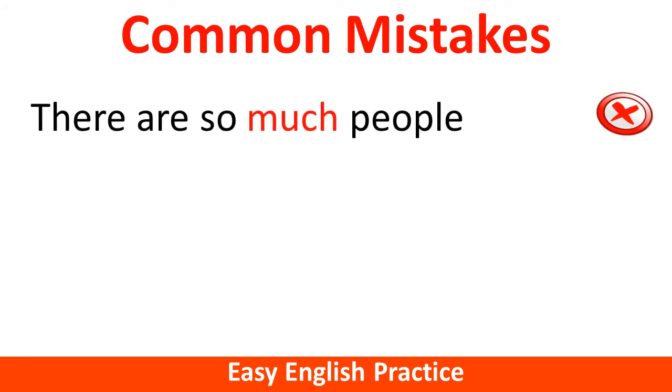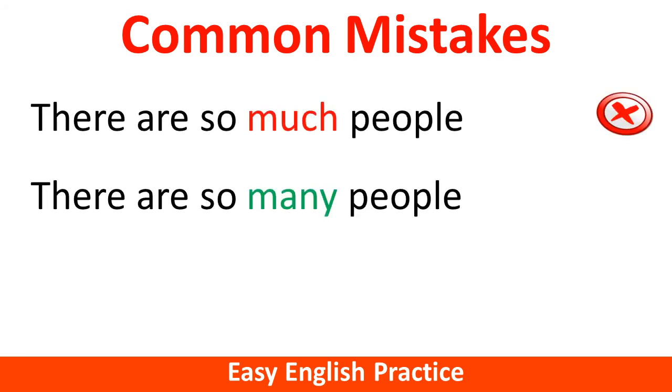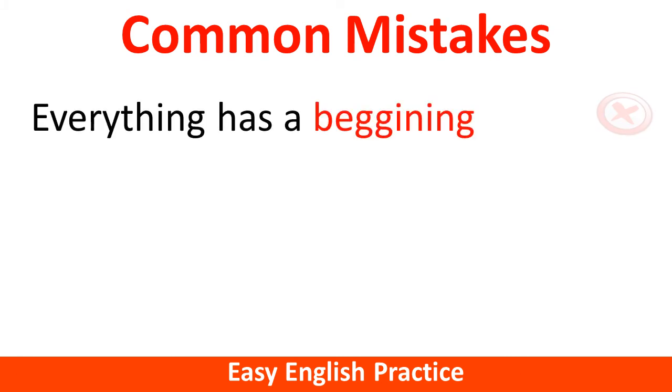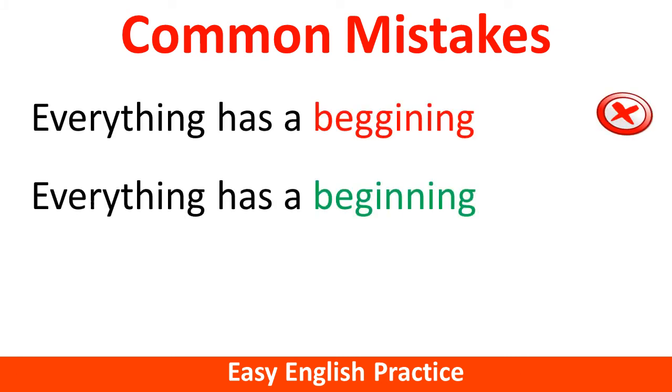There are so much people. The correction is there are so many people. Much and many are both used for a large quantity of something. Much is used for uncountable nouns, and many is used for countable nouns. People is a countable noun, so we use many. Everything has a beginning. The correction is everything has a beginning. Here it's a common spelling mistake.